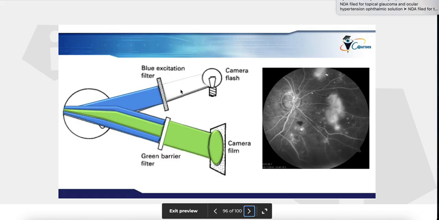Here, both the reflected green and blue light will pass through a green barrier filter, which will allow only passage of the green light, leading to it hitting the camera and the film, showing the pattern of fluorescence from this fundus image. So it will show the choroidal flush, can show the blood vessels within the retinal blood vessels, and can show patterns of abnormal fluorescein like leakage, as you can see here.